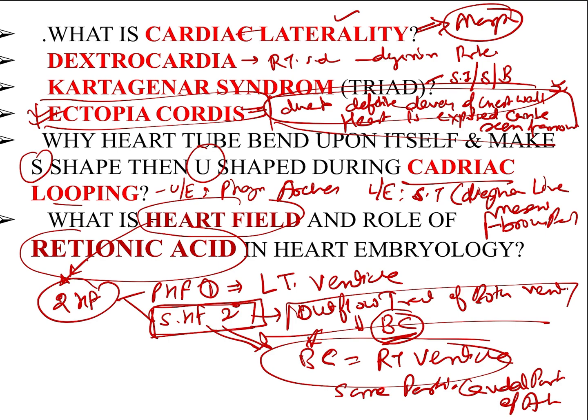Okay friends, which part of the heart is formed through the secondary heart field? The outflow part, that is formed through the bulbus cordis, and the bulbus cordis is also making the right ventricle, hence the right ventricle is also formed through the secondary heart field.